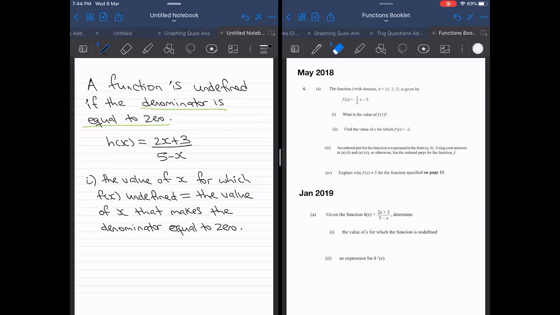So whenever you get questions like this, step 1, set the denominator only equal to 0. And then step 2, solve for x. So write down the instructions and then we'll actually do it.